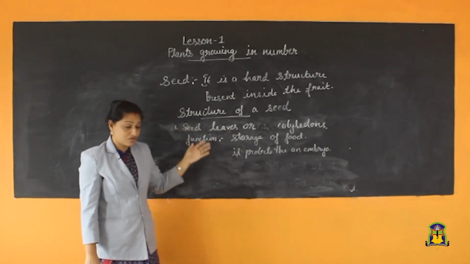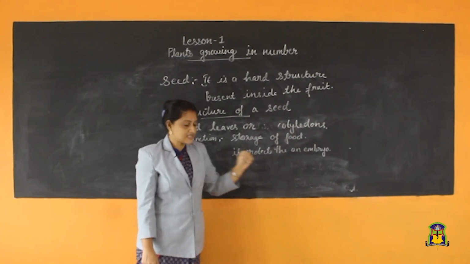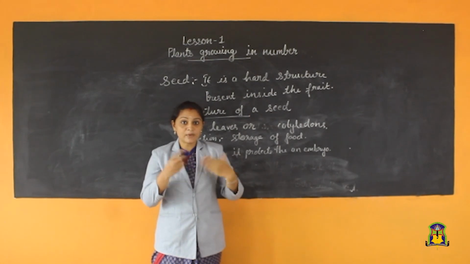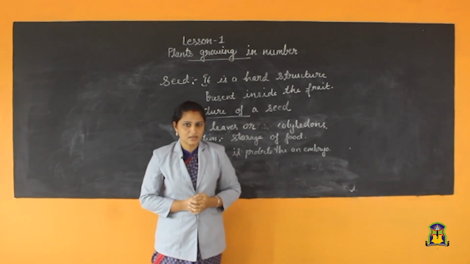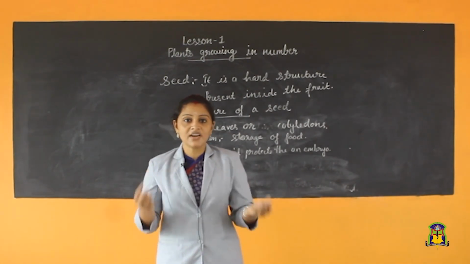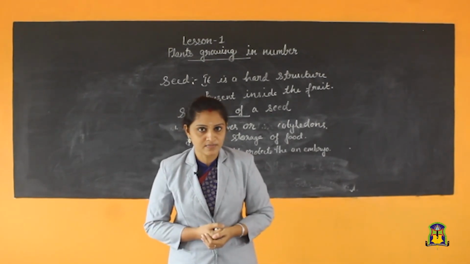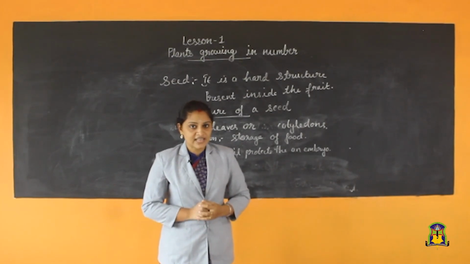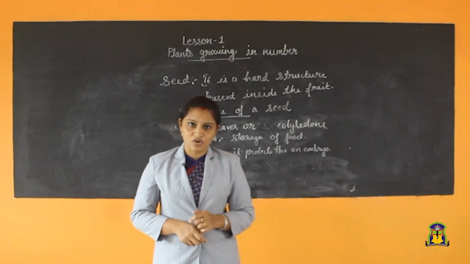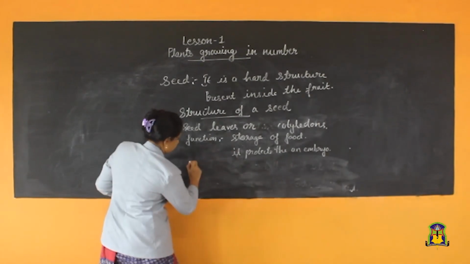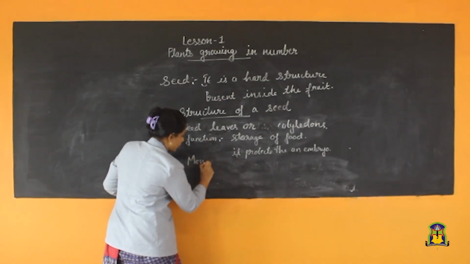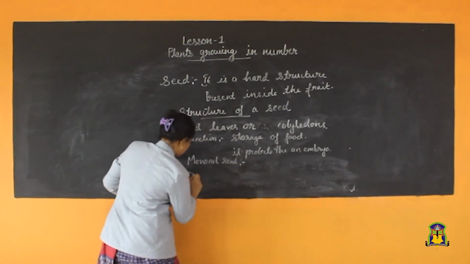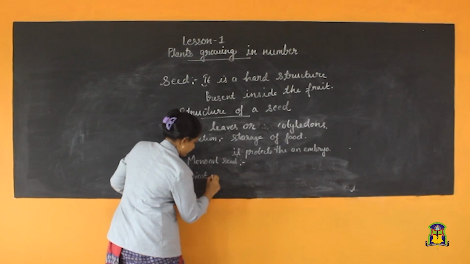I hope all of you understood what seed leaves or cotyledons are. Then, some seeds we can split into two equal parts, but some seeds we can't open into two equal parts. Based on these, seeds are divided into two, which are they? Monocot seed and dicot seed.